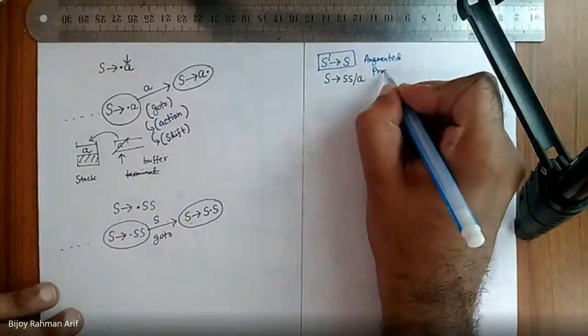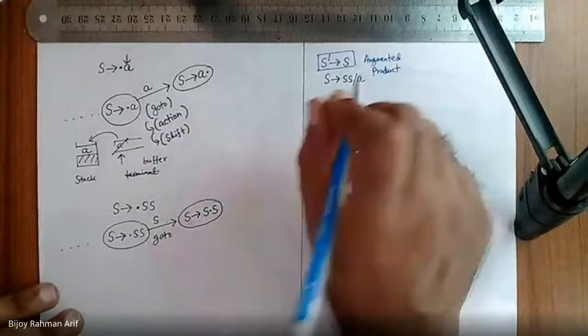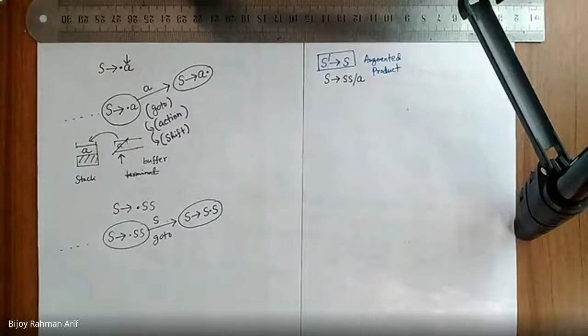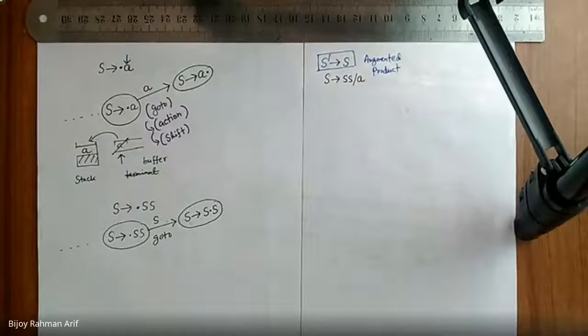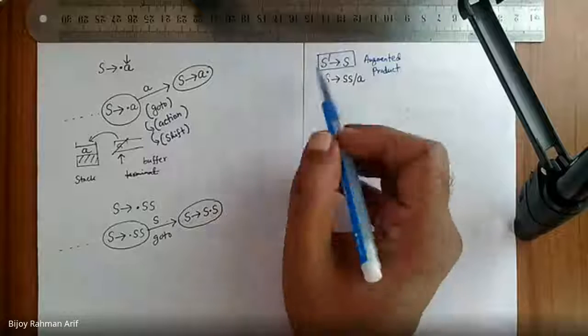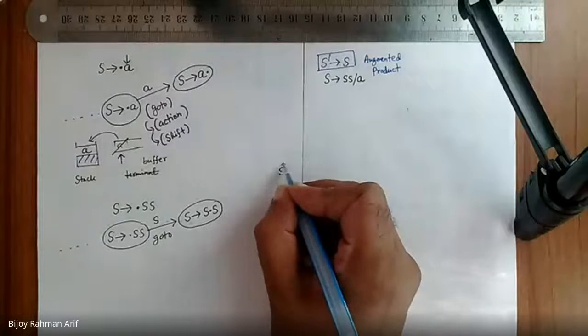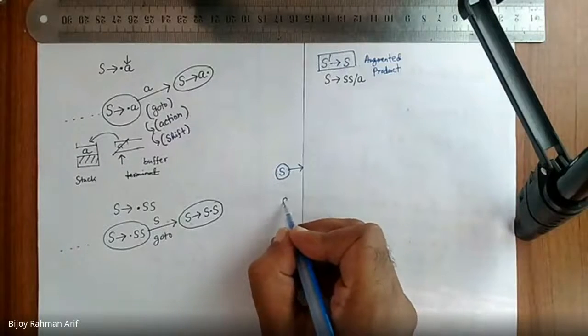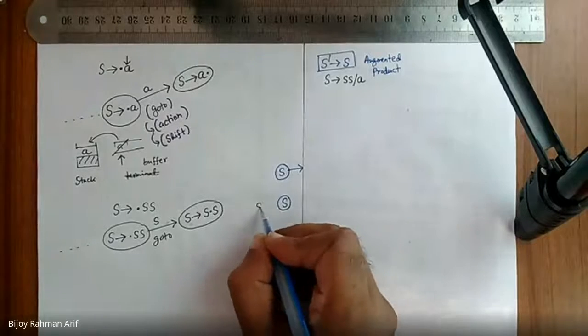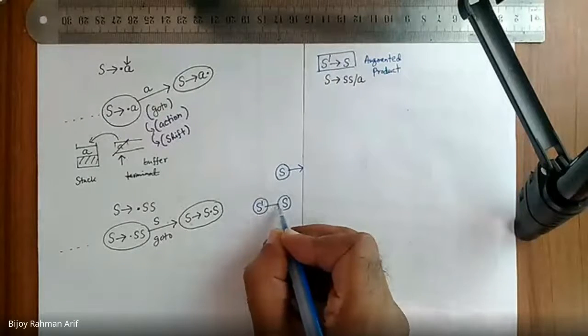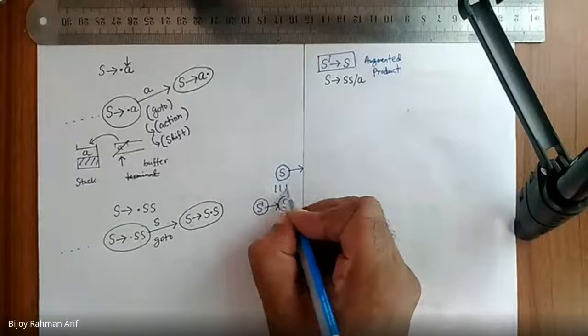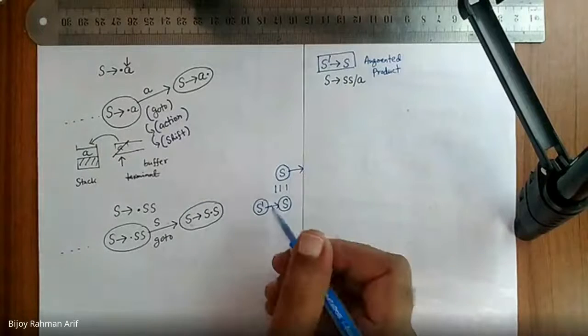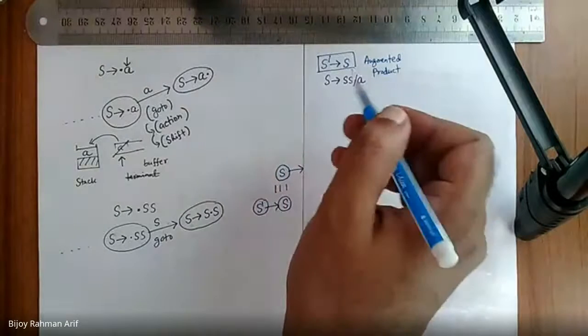If we add the augmented production, does the grammar change? Does the grammar change? No. Simple. My start state is like this. Start S dash, it directly goes to S. So these are equivalent. Am I right? Why did we add the augmented production? So that we can start from S.